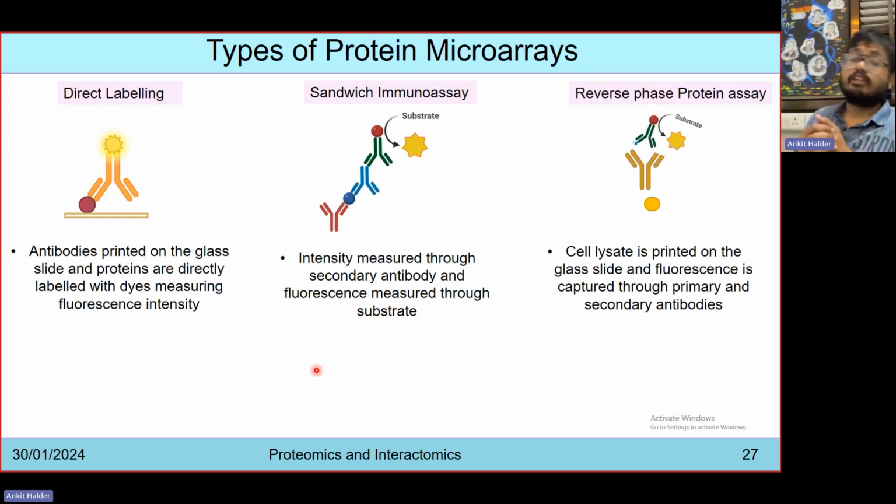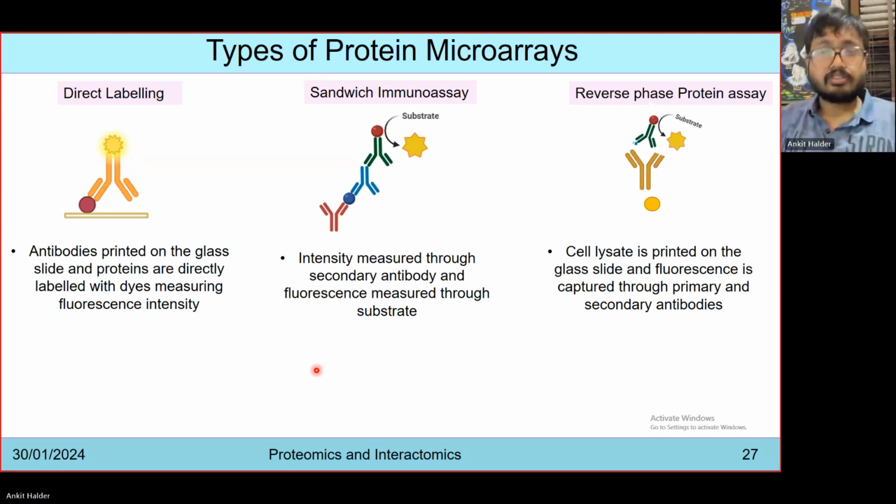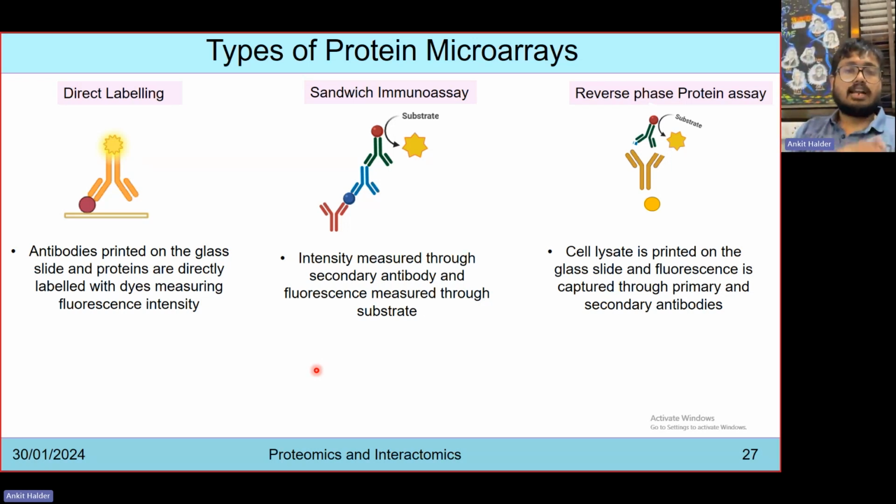Another thing is the reverse phase protein array. Just to give you a brief, where the antibodies are printed on the glass slide of the microarray, these are known as your forward phase arrays. Whenever the cell lysates or the analytes of interest are printed on a glass slide, that is known as your reverse phase protein array.